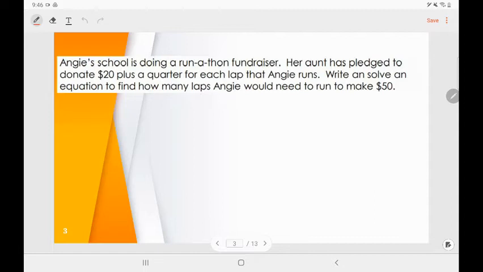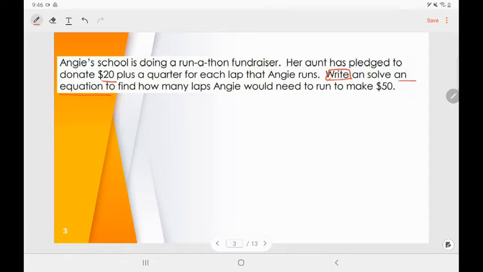Angie's school is doing a run-a-thon fundraiser. Her aunt has pledged to donate $20 plus a quarter for each lap that Angie runs. Write and solve. Okay, and I'm going to focus on this first part first. So I'm going to write a linear equation, I'm going to write an equation to begin with. So let's go ahead and begin.